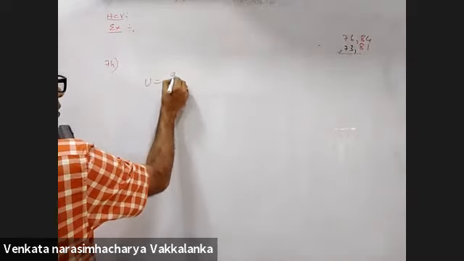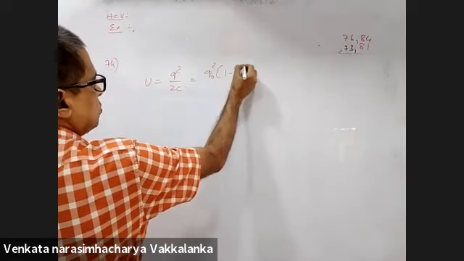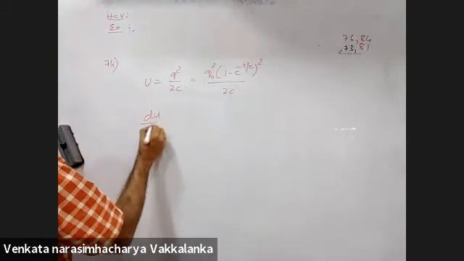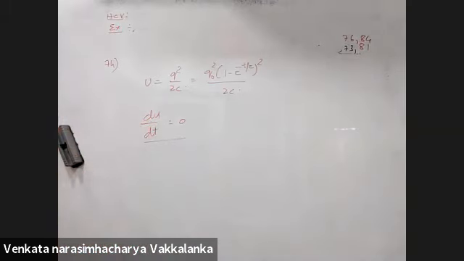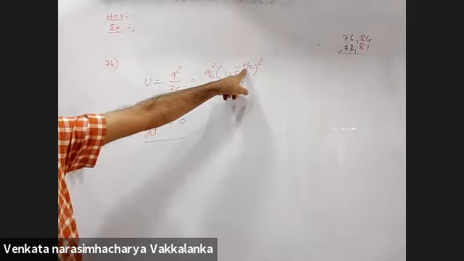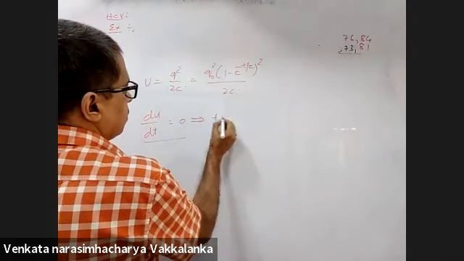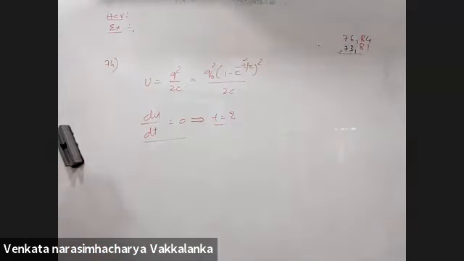Energy stored in the capacitor is q square by 2c. Q naught square into 1 minus e to the power minus t by tau whole square by 2c. dU by dt is 0. Find the maximum rate. When does the rate have the maximum value? First I will get the time. That time I substitute here, I'll get U maximum. First you'll get the b bit, then you'll get the a bit.